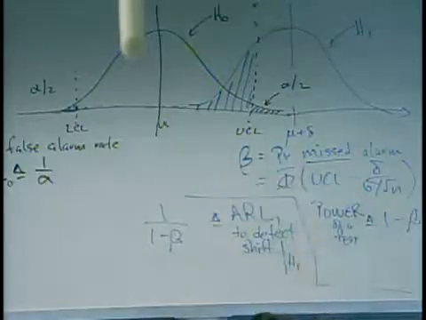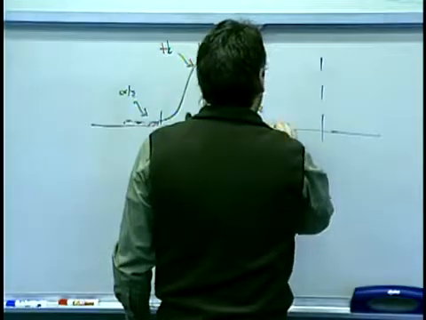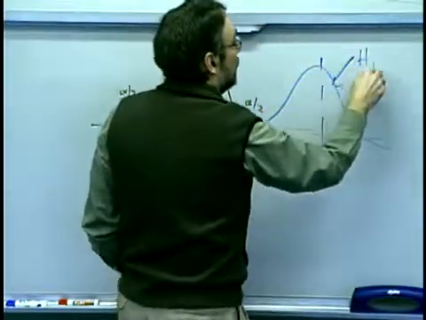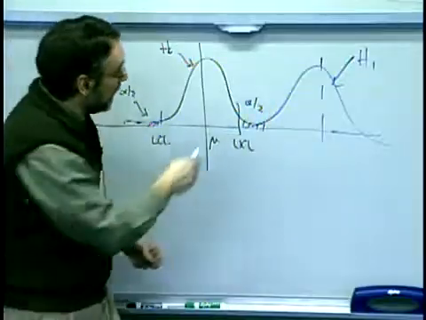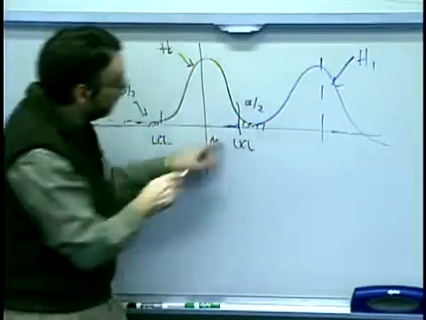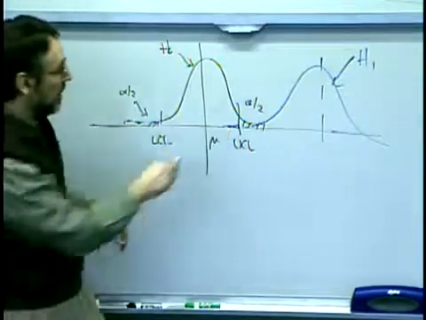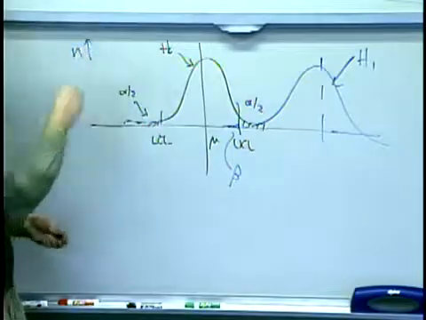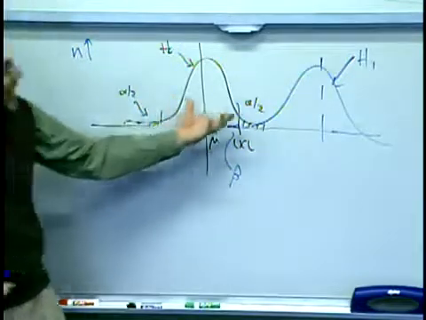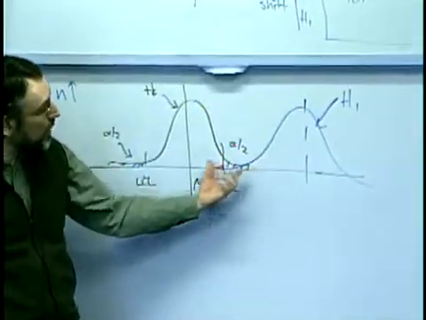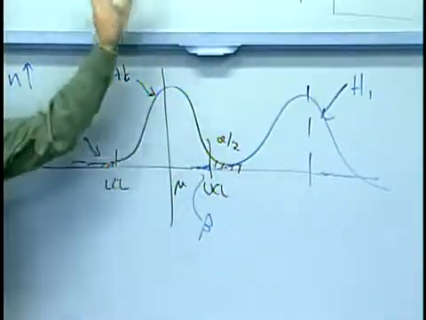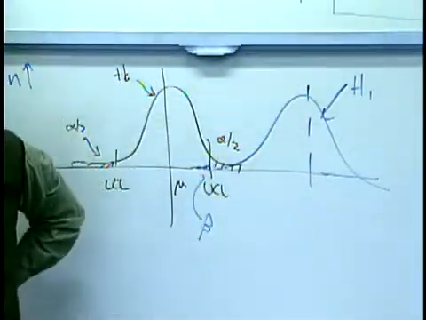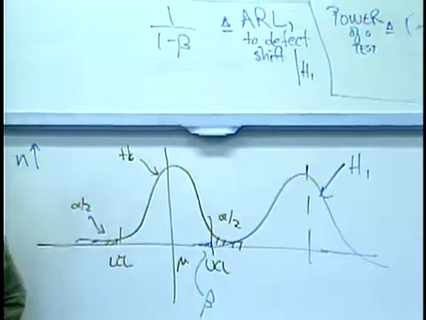So trying to draw it down here, so now I've got a tighter distribution here as well. Here's my H1. I've got a tighter distribution on H1, and I've still got just a tiny bit of stuff over here in the tail. And that's now my beta, and it's much smaller if I've increased n. So I can basically pick my sample size to give me the acceptable missed alarm rate, or the acceptable average run length to detect the shift.